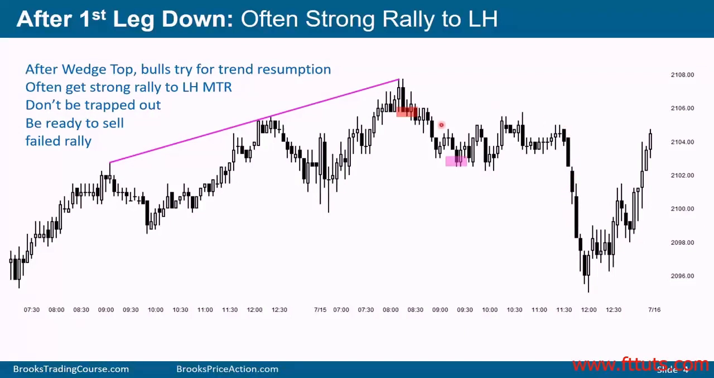One of the problems is if the market's in a very tight range like this for 20 bars, it's easy to not be ready to trade. And therefore, when you get this breakout, it's hard to sell. But with experience, you can do that.